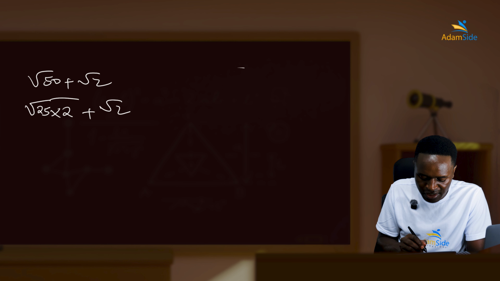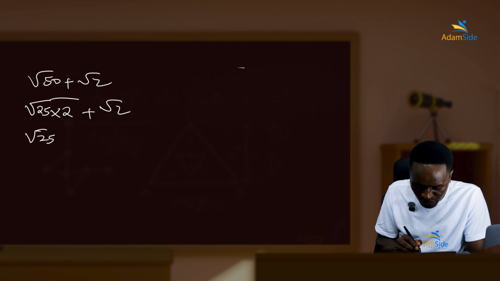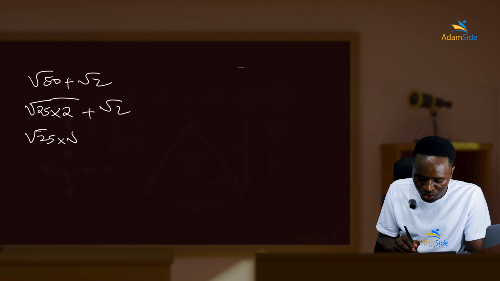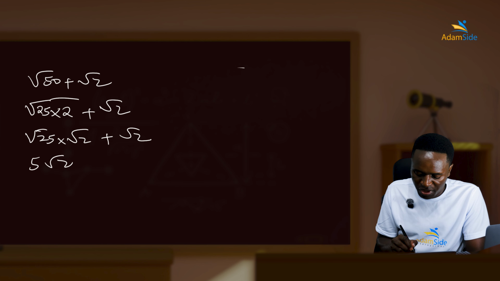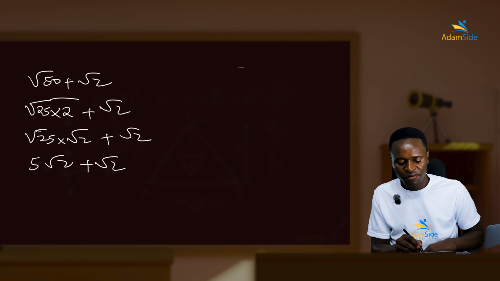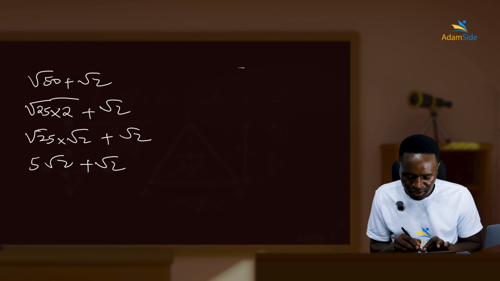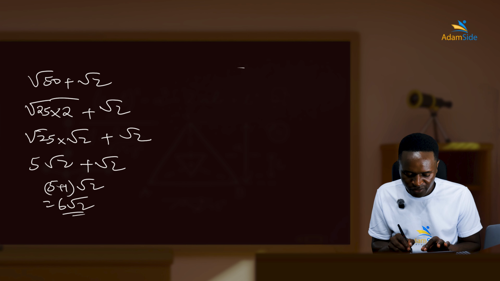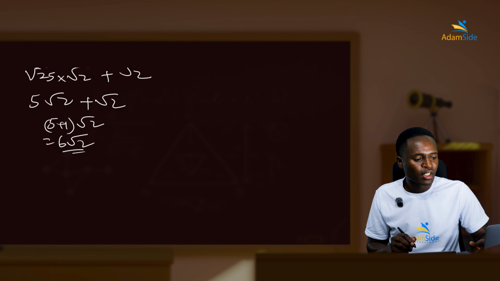So this makes sense. So you say root 25 times root 2 plus root 2. So in that case you get 5 root 2. Square root of 25 is 5, plus root 2. So you get 5 root 2 plus 1 root 2. See, common numbers, then what do you do? You add 5 plus 1. Then you keep root 2. Your answer becomes 6 root 2. Correct. We get that number.